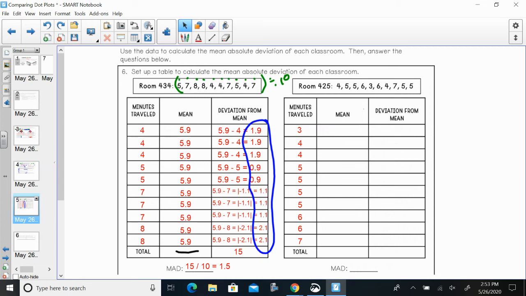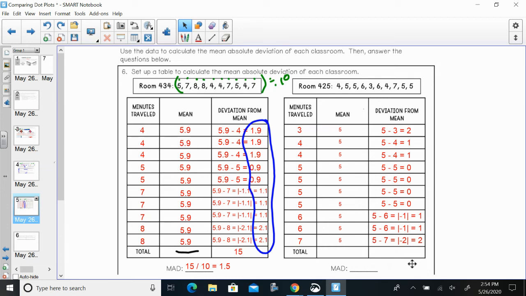Okay, for room 425, we found the mean to be 5. So I went through and put 5 down on my chart. And then I wanted to see how far away each piece of data was from the mean. The first data point was 2 units away, and then 1 unit away, 1 unit away again. Then I have 4 data points that are exactly the same amount as the mean, so those are 0 units away. And then I have another data point that's 1 unit away, another data point that's 1 unit away, and my last data point is 2 units away from the mean.